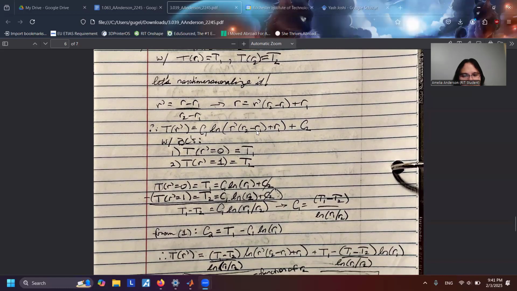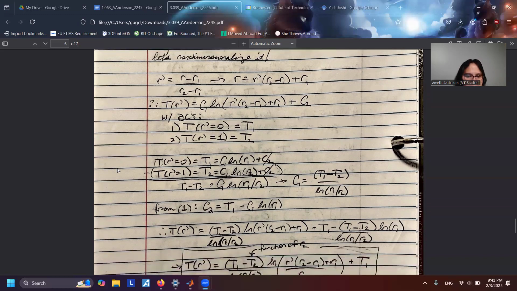And I know this looks like a mess. Bear with me. The reason this is important is because now we can say our boundary conditions are at R' equals 0 and R' equals 1. So it's a bit of a headache, but it's an important concept for other things.